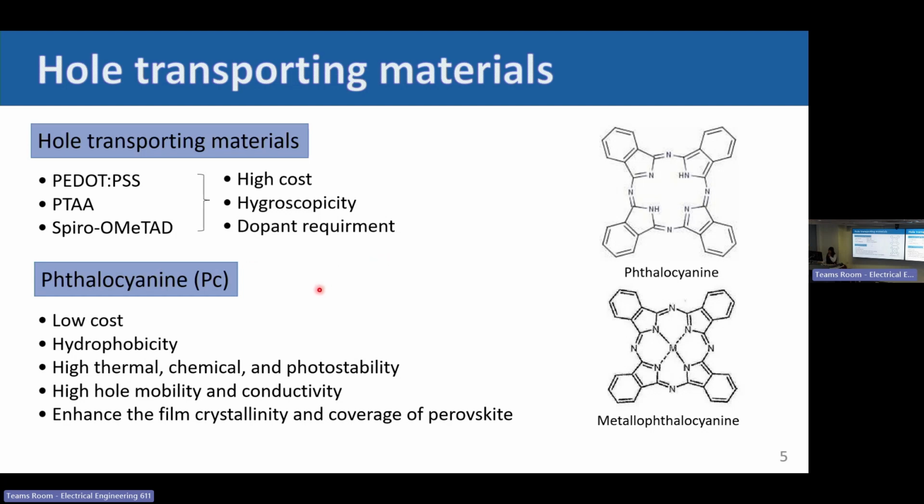This is what I propose, the phthalocyanine. You can see the structure of phthalocyanine here. It can coordinate with many kinds of metals in the center, and the center metal will change its properties. The advantages of phthalocyanine as a hole transporting material are that it has low cost, hydrophobicity, and high thermal, chemical, and photostability. It also has high hole mobility and conductivity, and it can enhance the film's crystallinity and the coverage of the perovskite.